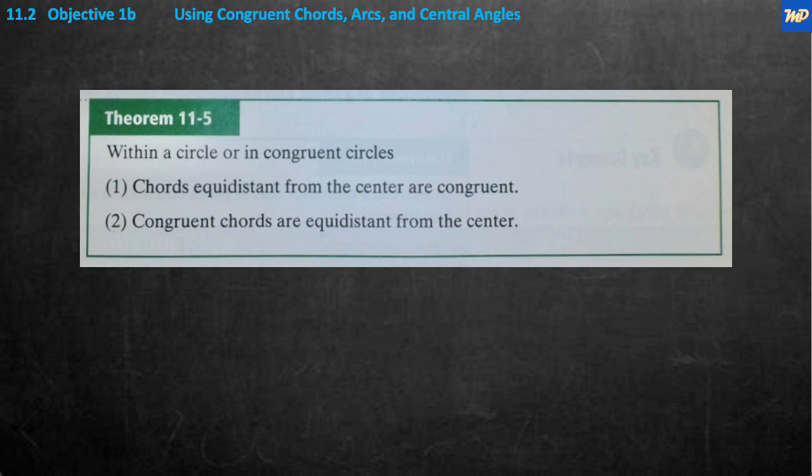So within a circle or in congruent circles, chords equidistant from the center are congruent, and congruent chords are equidistant from the center. I think we'll see a picture of that in the next slide, but this is also very important. So try to remember these as we move forward.